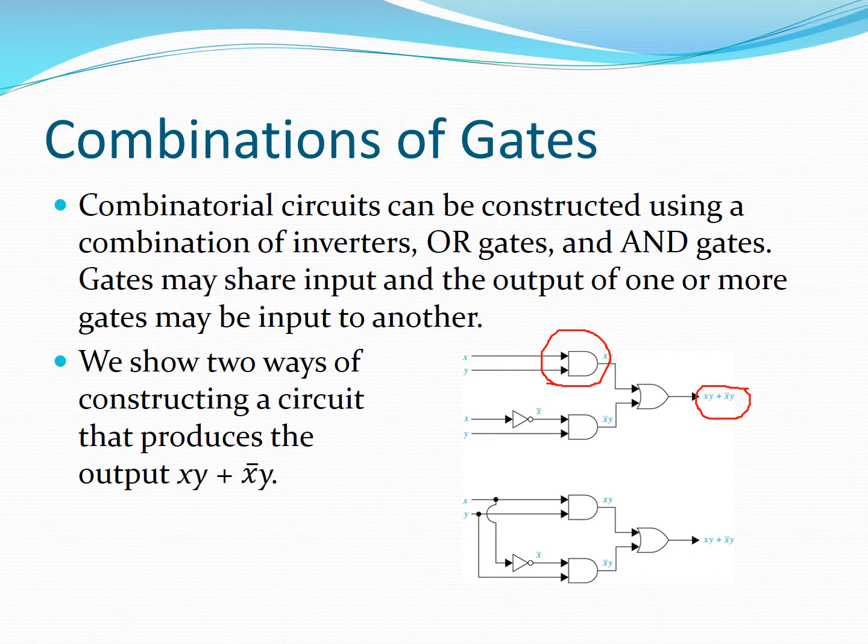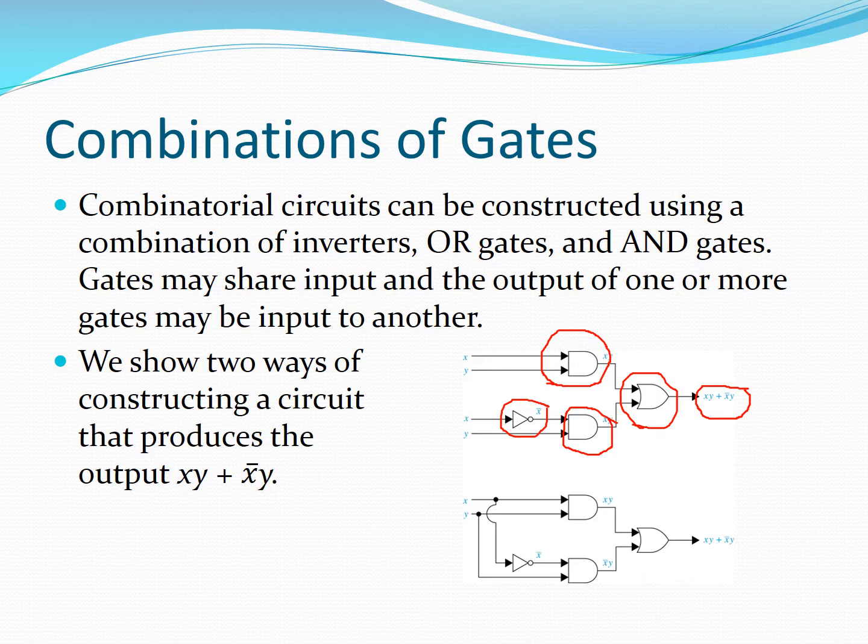First you give inputs x and y to an AND gate, and that gives you x times y. Then you put x through an inverter that gives you x bar, and then you pass x bar and y through another AND gate, and that gives you x bar y. Now you pass the outputs of the two AND gates into an OR gate that gives you x times y plus x bar times y.